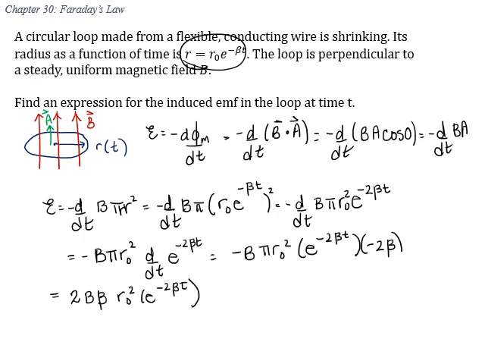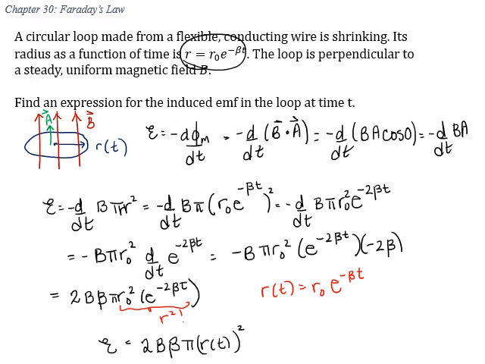If you notice, r of t was equal to r naught times e to the minus beta t. That means this whole expression here is just r squared. Okay, so let's fill that last part in. Our induced potential is 2 times the magnetic field times beta. Oh my goodness, I dropped my pi. There, I've got a little bit of space, I'm going to squeeze that back in there. 2 times B, the magnetic field, times beta, the constant, times pi, times r, which is a function of time, squared. So there's my expression for the induced EMF as a function of time t.